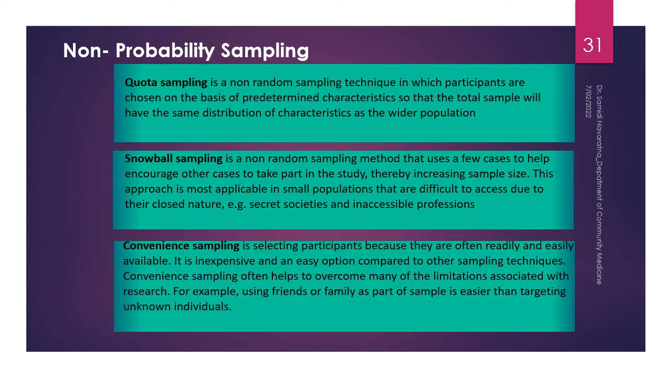Then convenience sampling is selecting participants because they are often readily and easily available. It is inexpensive and an easy option compared to other sampling techniques. You just pick those who are available. Convenience sampling often helps to overcome many of the limitations associated with research. For example, using friends or family as part of a sample is easier than targeting unknown individuals. So it's an easy way to do research.